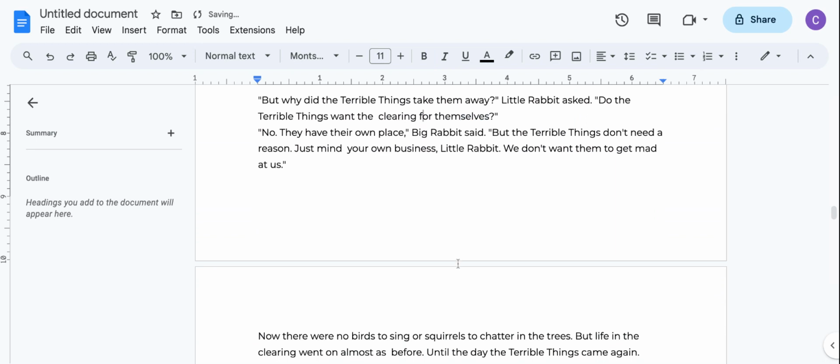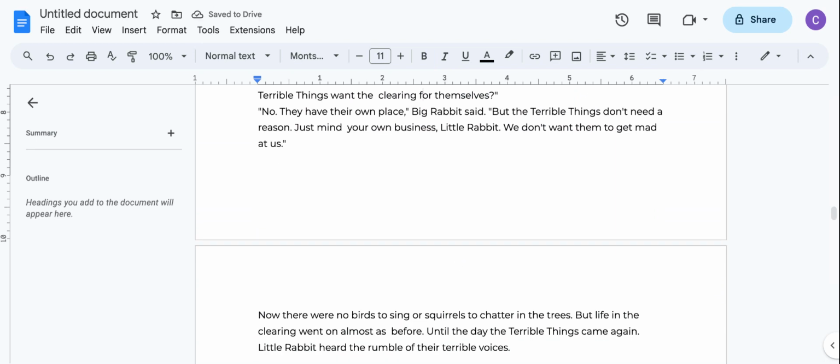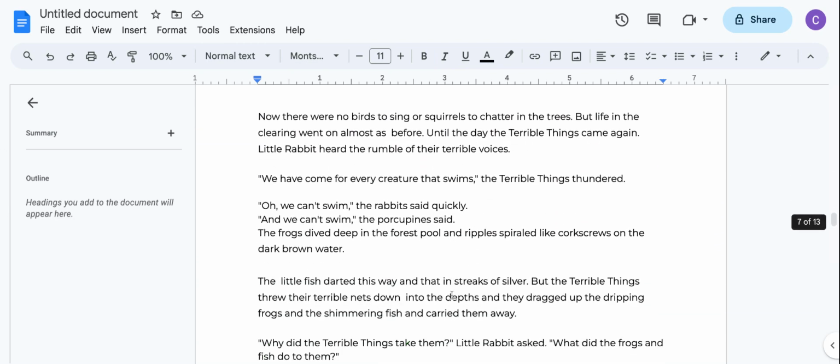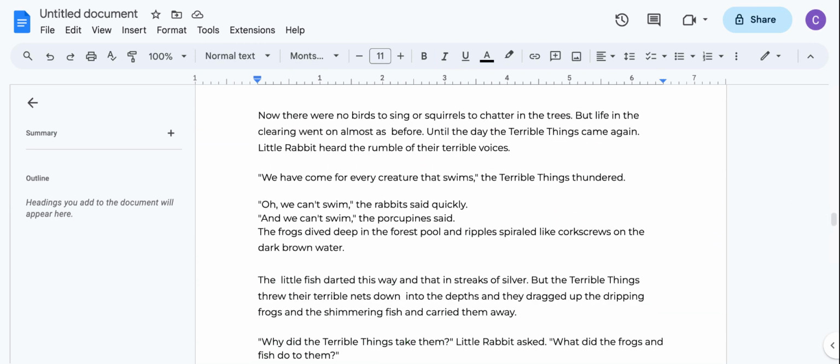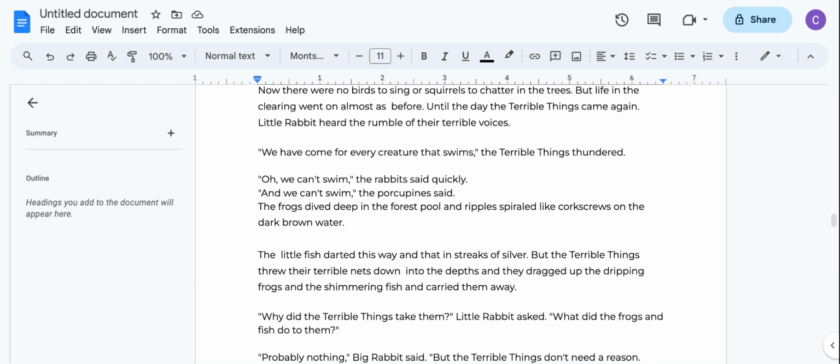No, they have their own place, Big Rabbit said. But the terrible things don't need a reason. Just mind your own business, Little Rabbit. We don't want them to get mad at us. Now there were no birds to sing or squirrels to chatter in the trees. But life in the clearing went on almost as before, until the day that terrible things came again.